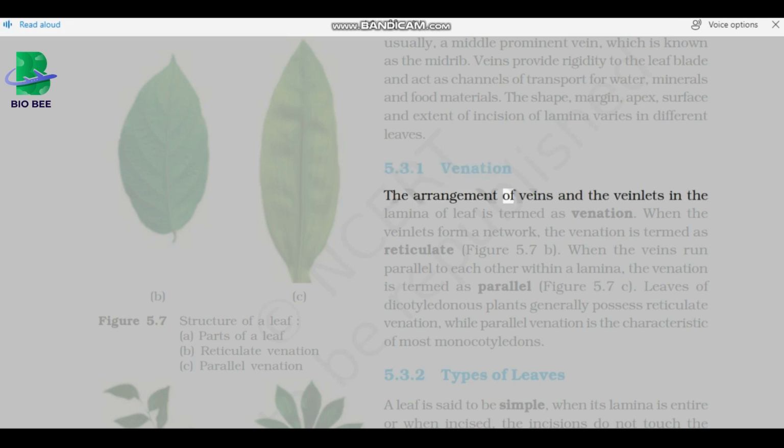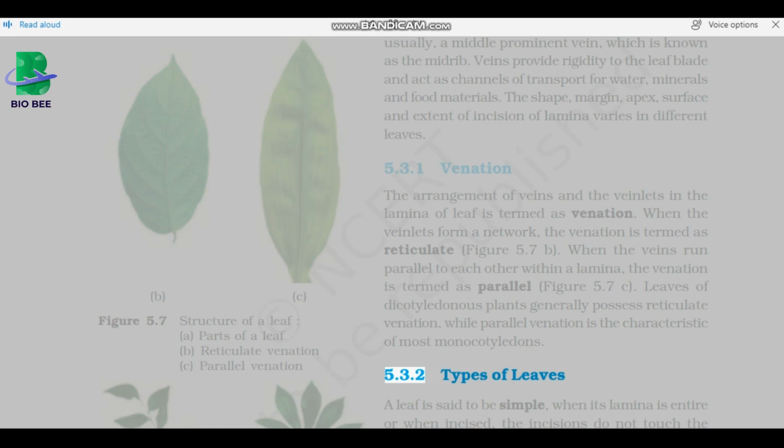The arrangement of veins and the veinlets in the lamina of leaf is termed as venation. When the veinlets form a network, the venation is termed as reticulate, Figure 5.7b. When the veins run parallel to each other within a lamina, the venation is termed as parallel, Figure 5.7c. Leaves of dicotyledonous plants generally possess reticulate venation, while parallel venation is the characteristic of most monocotyledons.